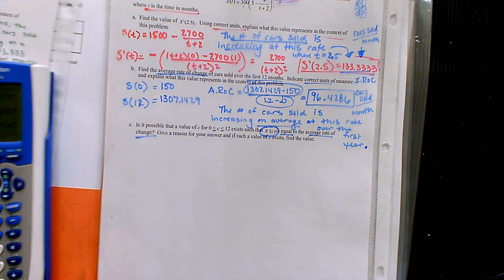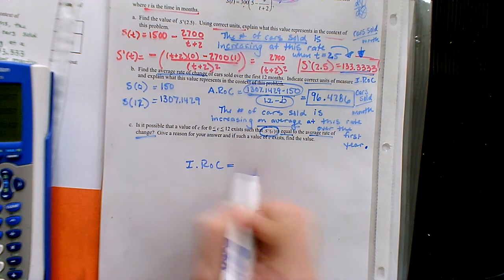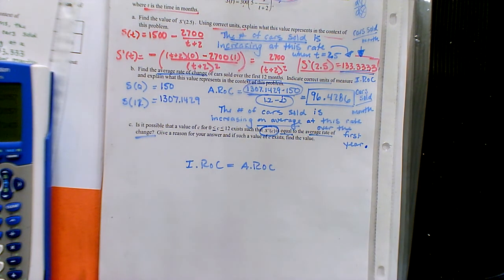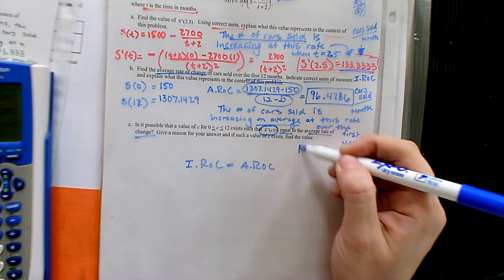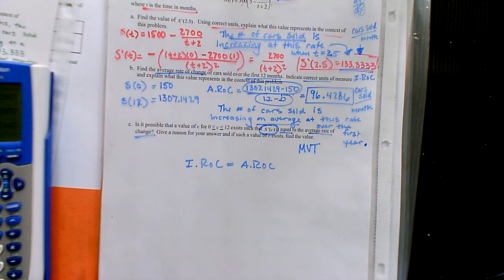Can we think about what this is kind of hinting towards? It's whatever one is AROC equals IROC. Yep. MVT. IROC equals AROC. Okay, instantaneous rate of change, meaning derivative, equals average rate of change. Okay, mean value theorem. So, first of all, it's asking us, is it possible?